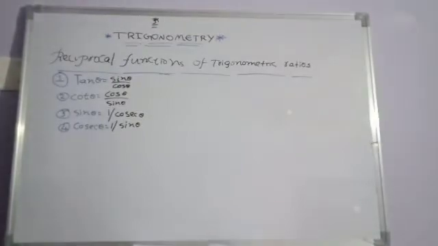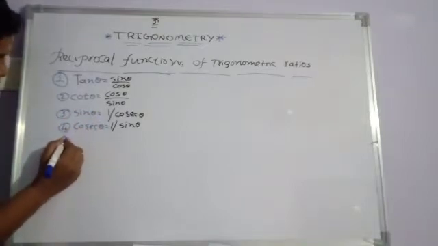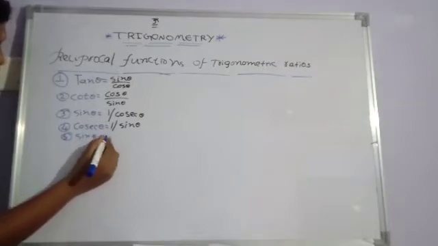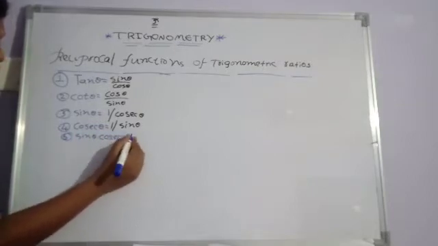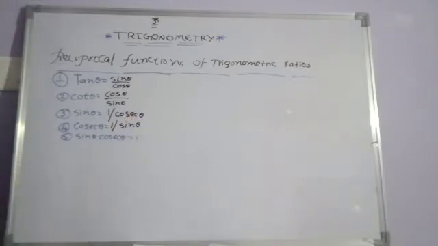Next one is, this can be written as sin theta into cosecant theta is equals to 1. When the denominator is dividing, when it moves to the other side, it becomes multiplication. So sin theta into cosecant theta is equals to 1. 1 will be remained here.